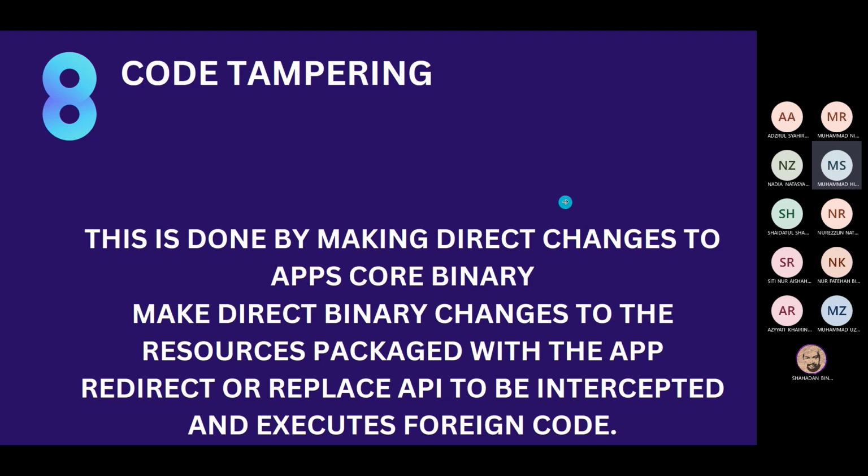Next is code tampering, which is also a difficult attack vector. Basically, you have to study the code itself and then make direct changes to the app's core binary. By doing this, you can redirect or replace any API to be intercepted and executed as foreign code. You could also make direct binary changes to the resources within the app.